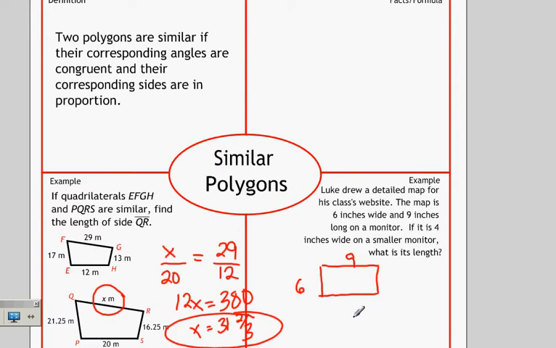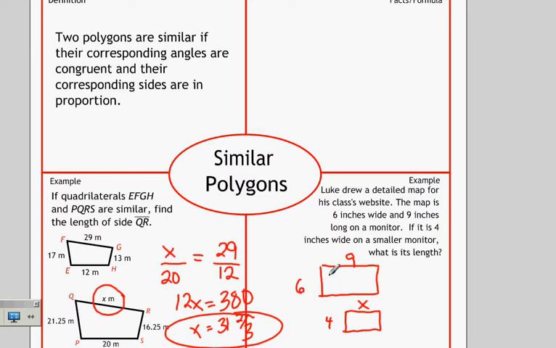If it is 4 inches wide on a smaller monitor, what is the length? This one is actually a little bit easier than the previous one. So my corresponding sides, 4 and 6.